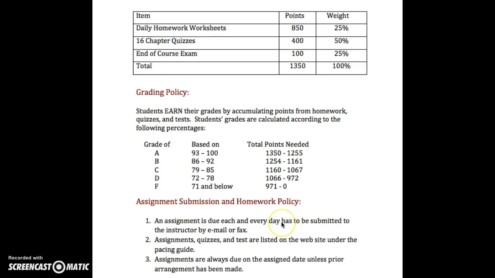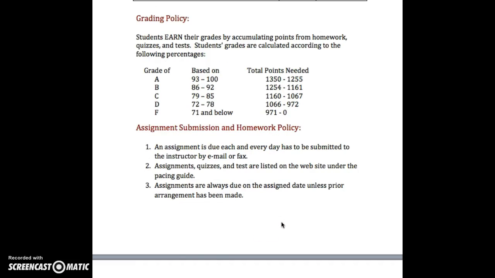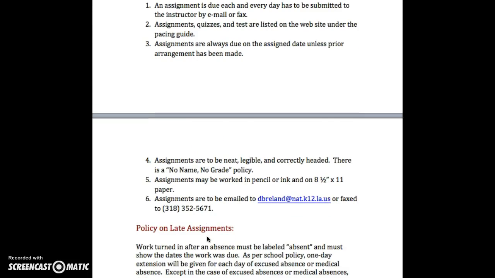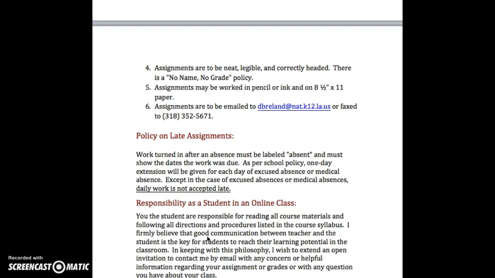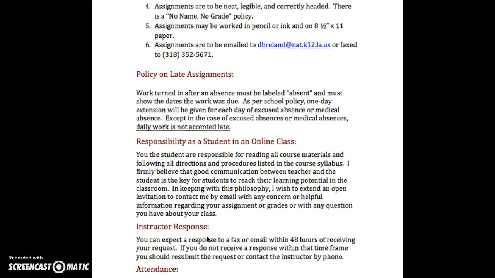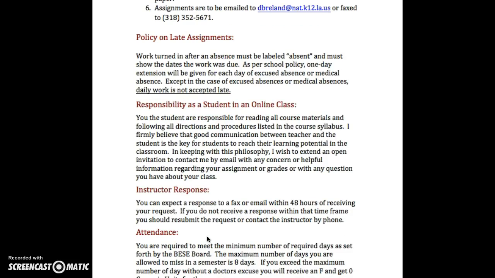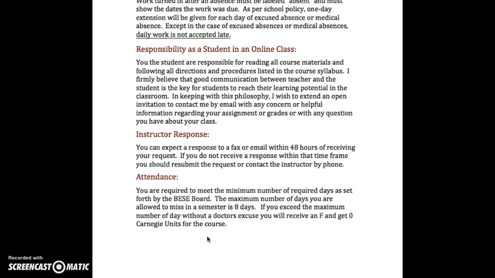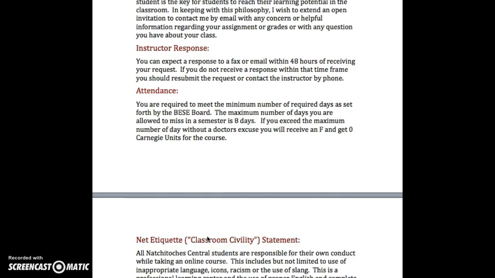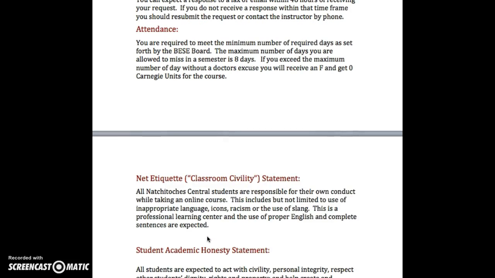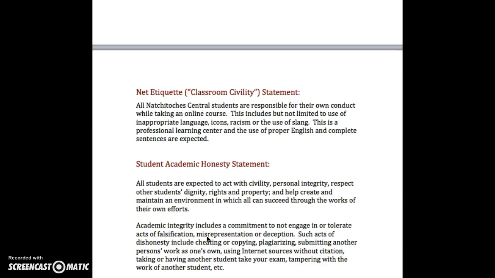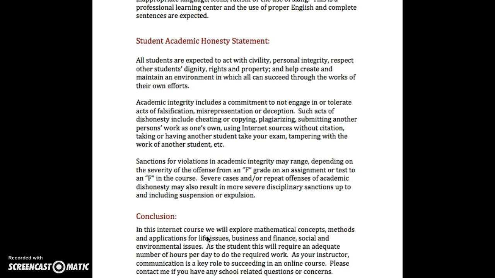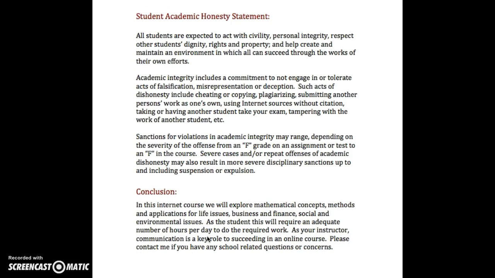Then we have assignment, submission, and homework policy. Policy on late assignments. Responsibility as a student in an online class. Instructor's response. Attendance as required by the BESE Board. Netiquette. Student academic honesty statement. And the conclusion about the course.